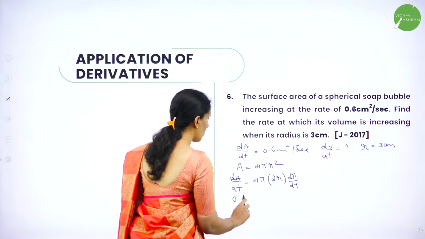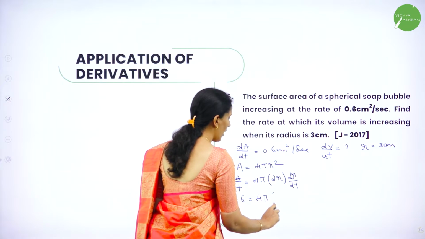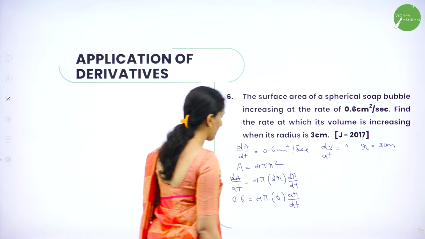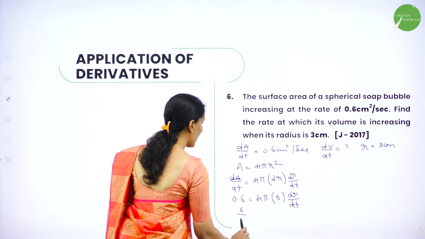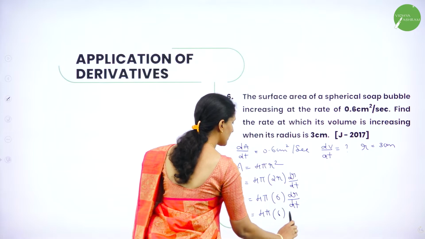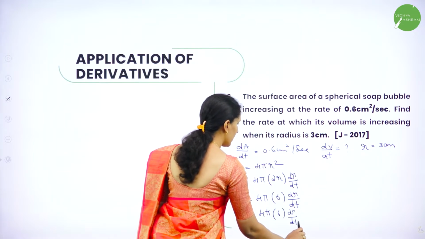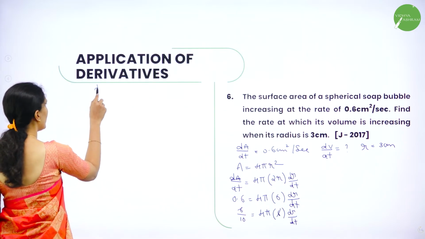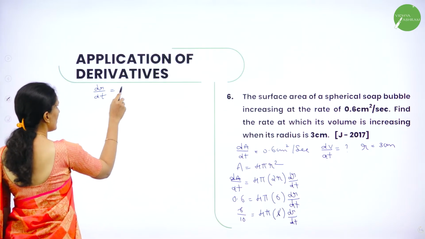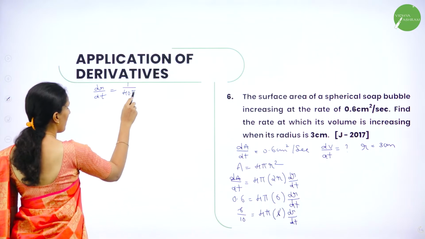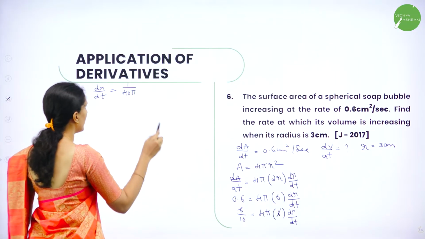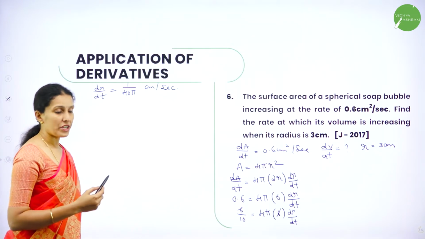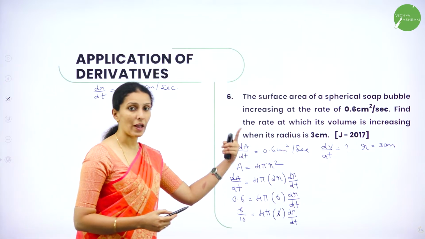So this is given, 0.6 is equal to 4 pi, and 2r is nothing but 6, times dr by dt. So here 0.6 can be written as 6 by 10, equal to 4 pi into 6 dr by dt. We can cancel 6 and 6 on both sides. So we will get dr by dt as 1 divided by 40 pi. Since it is given in centimeter, we can write it as centimeter per second. Now we have got the change in radius. Once you get the change in radius, you can find the volume.